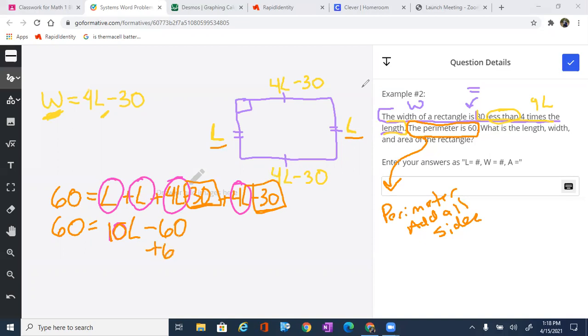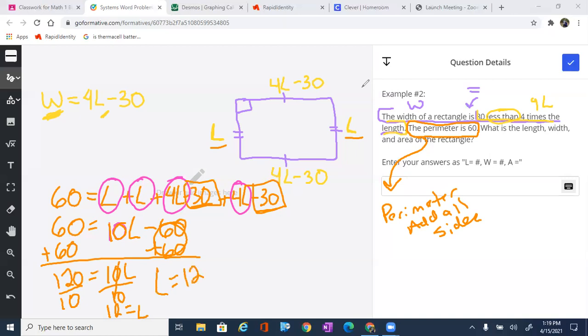So we're going to add 60. Now we're at that basic algebra we're good at. Negative 60 plus 60 is 0. 60 plus 60 is 120 equals 10L. I'm going to divide by 10, and L equals 120 divided by 10, which is 12. So our length is 12.